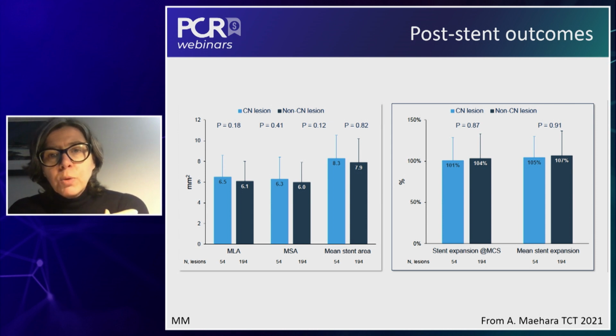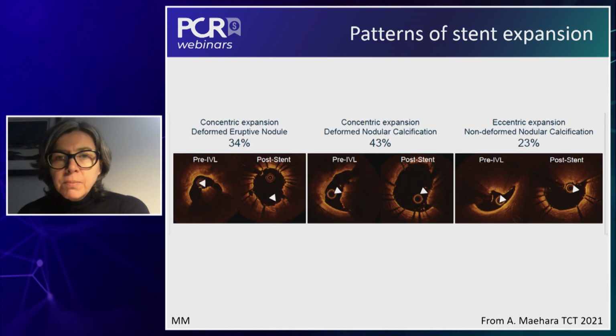And interestingly, when they looked at stent outcomes and compared the nodular lesions to the non-nodular lesions, they found that the MSA, the minimal stent area, and the mean stent expansion were the same in both subsets.